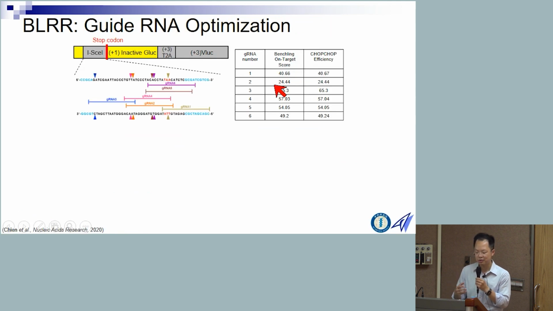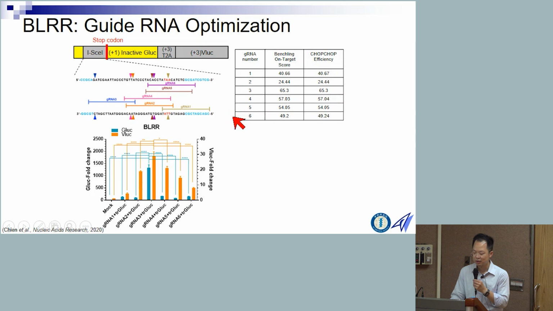Then the next thing we started to do is, can this help us identify the optimal guide RNA under the CRISPR-Cas9 system? So we designed 6 guide RNAs using both Benchling as well as CHOPCHOP. And they do yield somewhat similar efficiency. And then we started to transfect the cells with the different guide RNAs plus the truncated GLUC. I apologize that this looks kind of confusing, but it's actually quite easy.